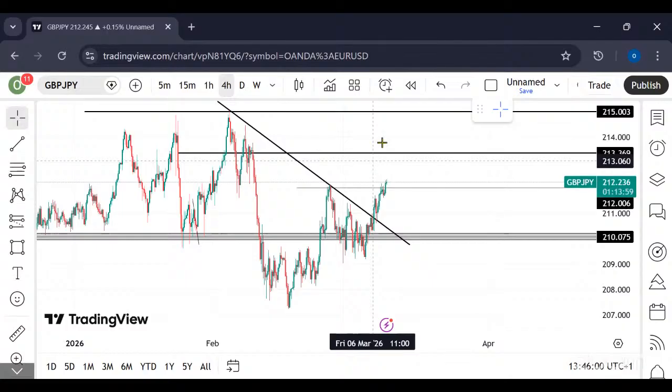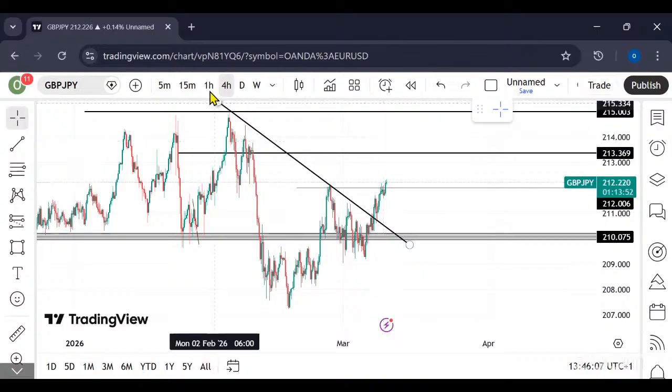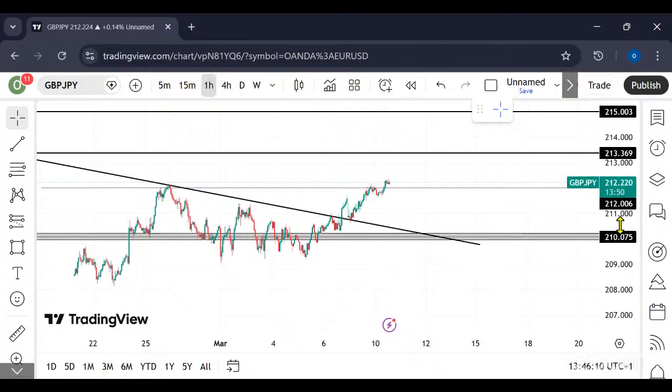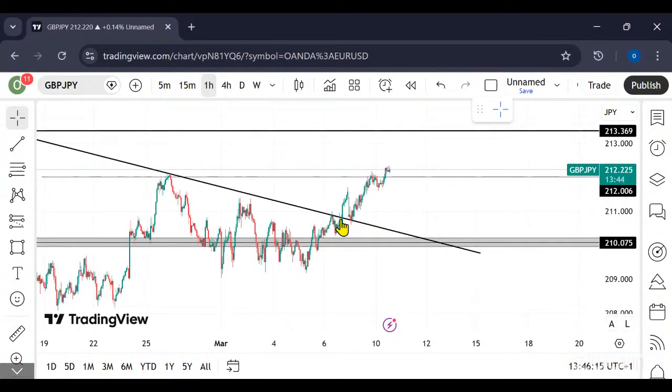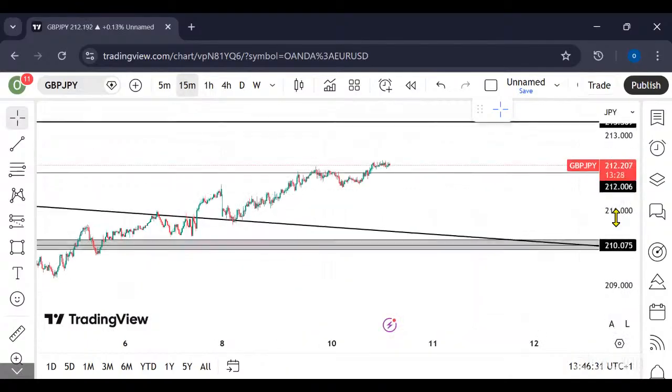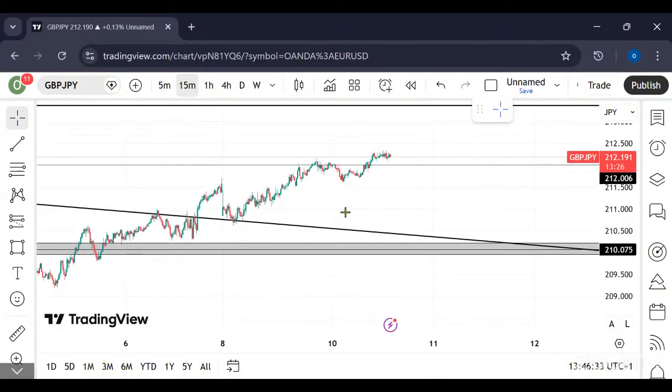21369. Now let me show you guys how I was able to catch this entry. So when the market broke my trend line, as you can see, the market went up and came and retested on my trend line. Not only that, the market also retested on my demand zone, let me go to 15 minutes time frame.